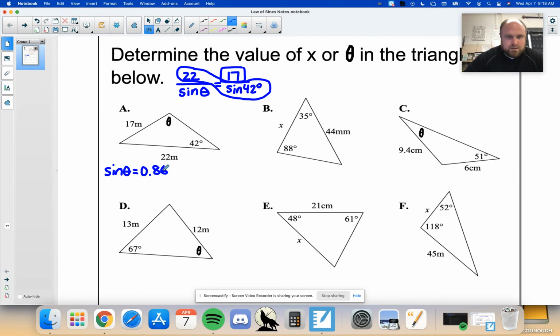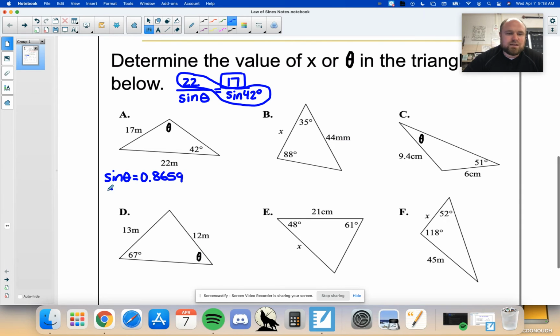Okay. Now, I don't want the sine of theta. I want what actually theta is. So in order to figure out what angle theta is, we've talked about this many times. Whenever you're looking for an angle, you have to use the inverse. So you're going to take the sine inverse of that decimal, and whatever your calculator kicks out, that's going to be the measurement of angle theta.